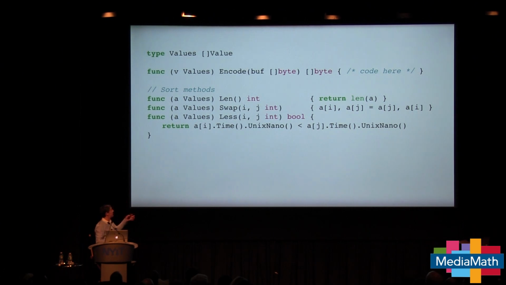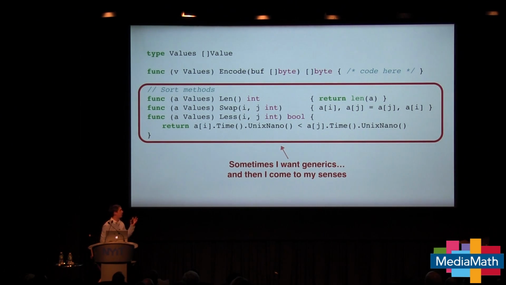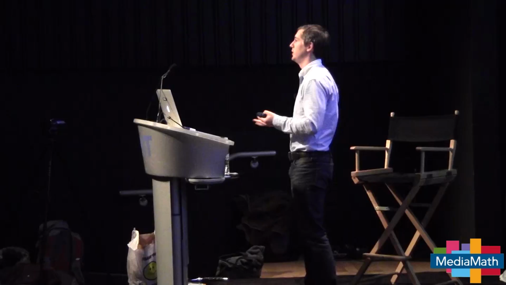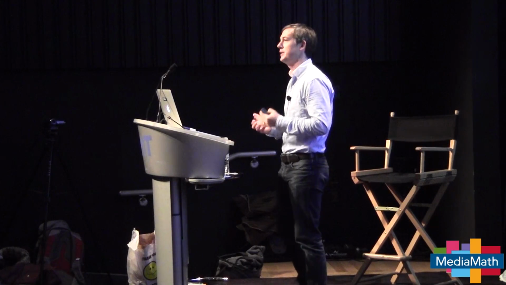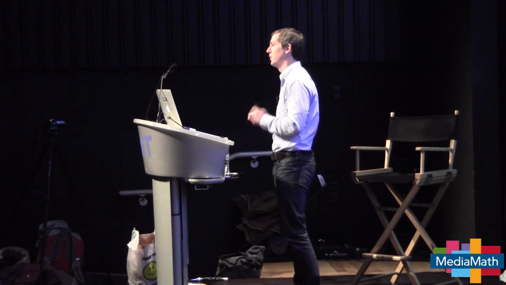Here is the values slice. So we can see we have these methods. We can encode it to get a set of bytes. And then we have the sort methods. The sort methods point out something important for me with Go, and something that many, many people bring up as a problem about Go, right? No generics. No generics, I have to copy code. I have to cut and copy code and do the same thing all the time, and it's horrible.